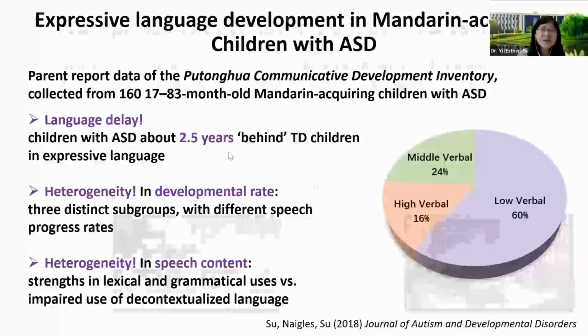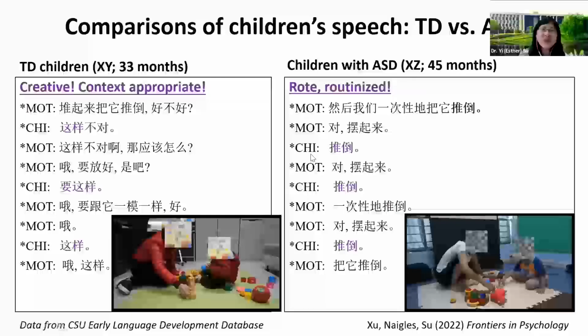So now let's compare the speech of typically developing children and the children with ASD. As you can see on the left, this is a video about a TD child, 33 months old. And we can see the interaction with the mother. I can show you the video.